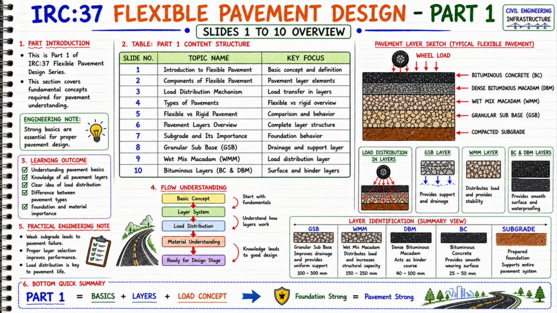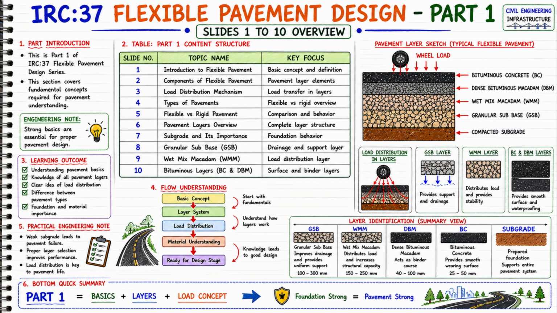Layer Identification Summary. The layer identification summary is given below. GSB thickness is approximately 100 to 300 mm. WMM thickness is approximately 150 to 250 mm. DBM thickness is approximately 40 to 100 mm. BC thickness is approximately 25 to 50 mm. And the subgrade supports the entire pavement system.